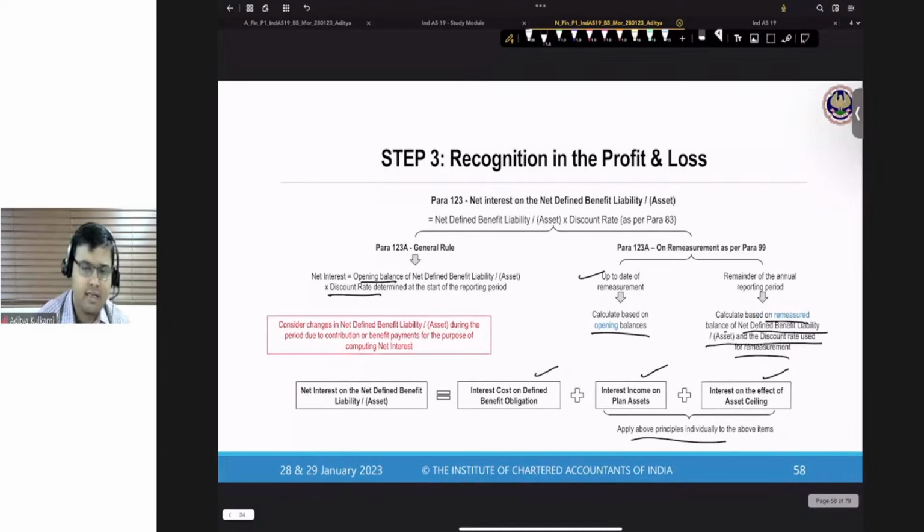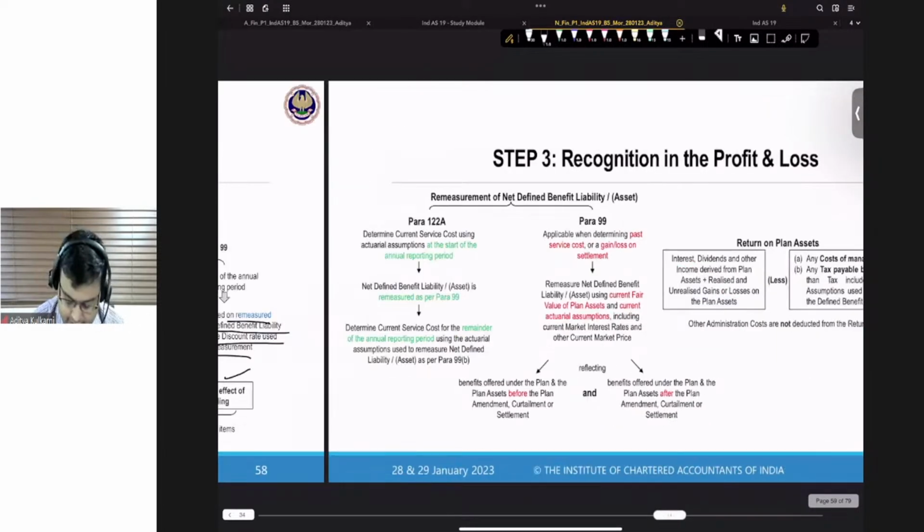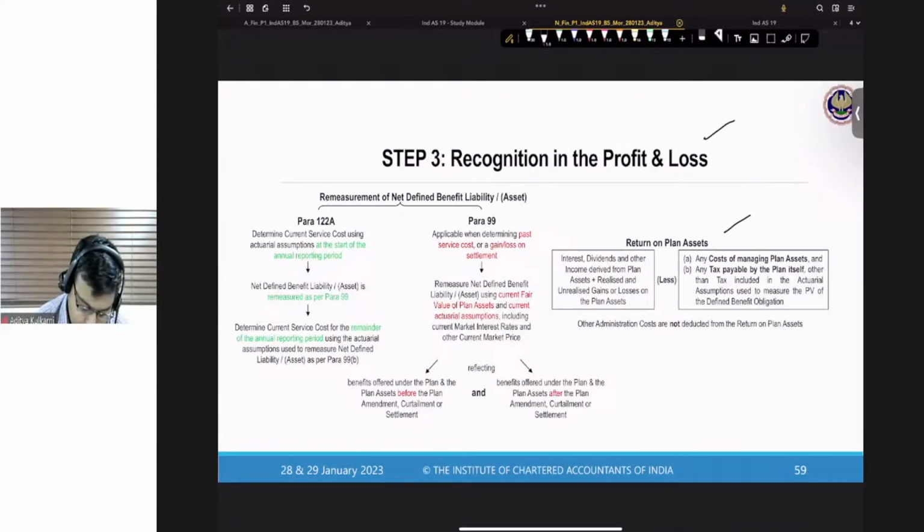Then recognition in the profit and loss, return on plan assets you recognize, and remeasurement of net defined benefit liability or asset, we have shown what will go, what will not go. Okay, so plan amendment, plan curtailment, plan settlement, all these things are discussed here. Just go through this for homework. It's just theory. Okay, nothing specific to discuss.